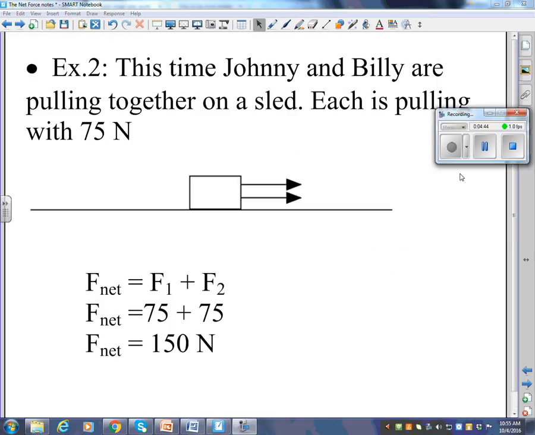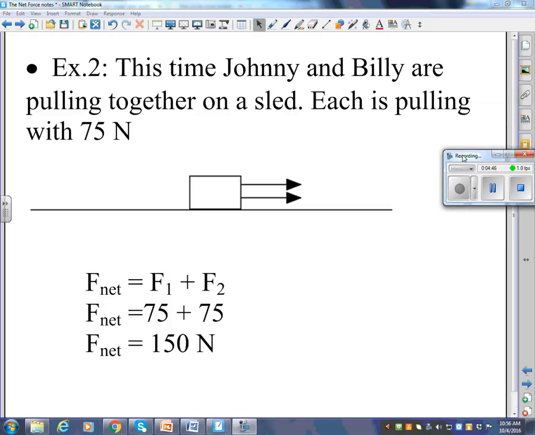Here's another one. This time they're working together, pulling on a sled. Each one's pulling with 75, they're pulling together. It doesn't come out and say it, but it implies that they're pulling in the same direction. This time the net force is 150.